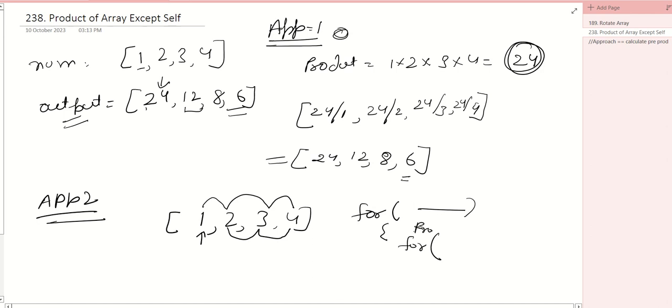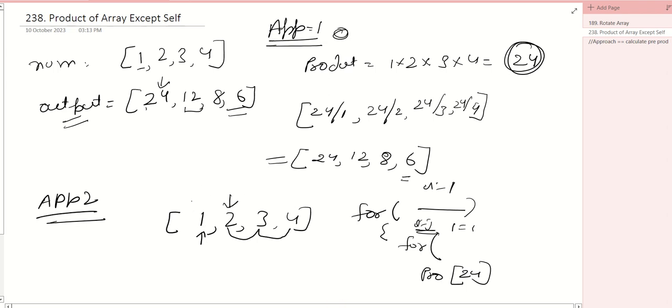Basically, we'll create the product. Whenever i equals j, those two indices will not be included. So by doing this, the first time the product array will be 4 into 3, 12, and then 2, 24. Okay, in the second loop, once i equals 1, then i equals j means 1 equals 1. So for this one, we basically remove this one.